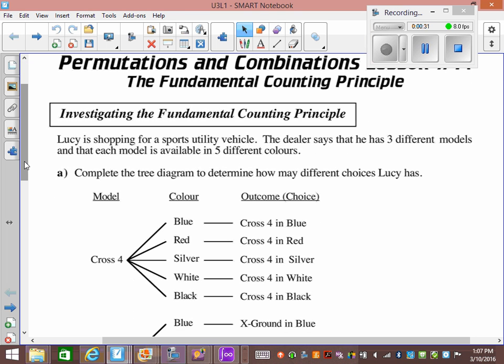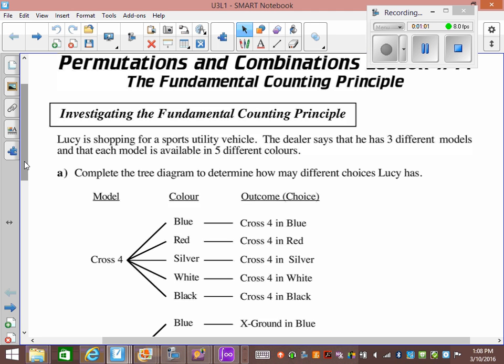So we're going to start off with investigating the fundamental counting principle. All of this unit is words. All of next unit, well, part of next unit, which is called probability, you have to know how to find perms and coms, sorry, the probability of perms and coms. So if you can't do perms and coms, then that section of probability is really hard because you can't do it. It's like a little add-on. So we need to know this really well.